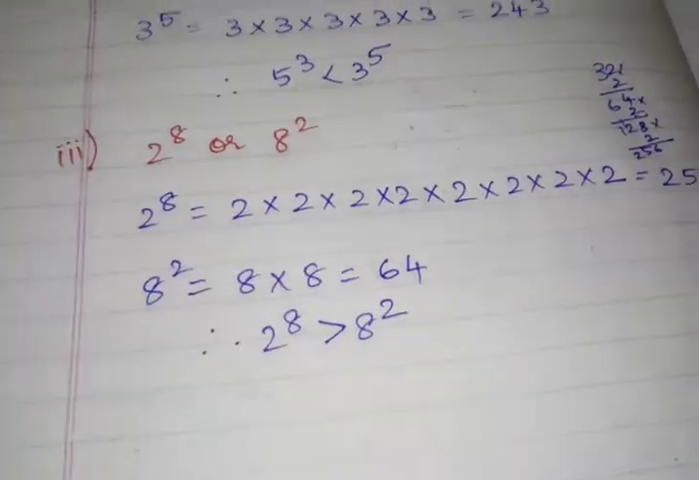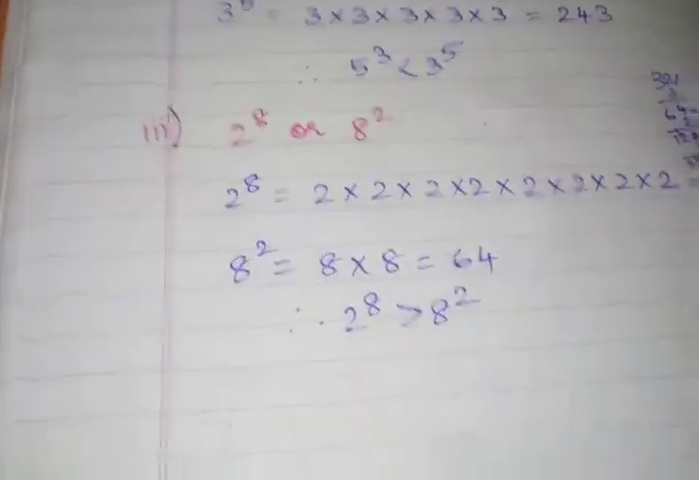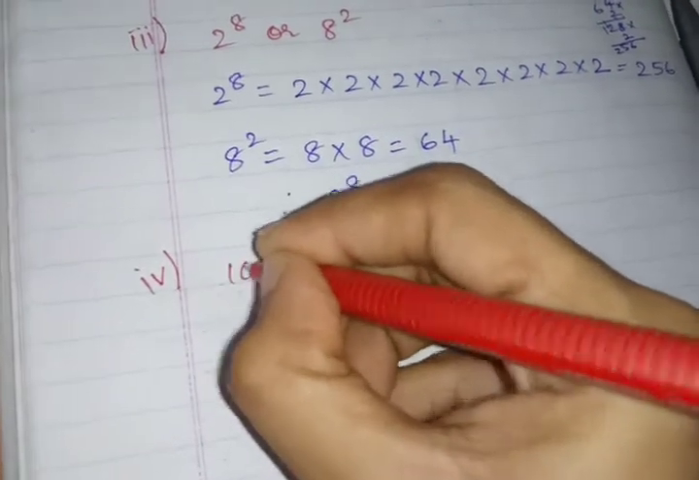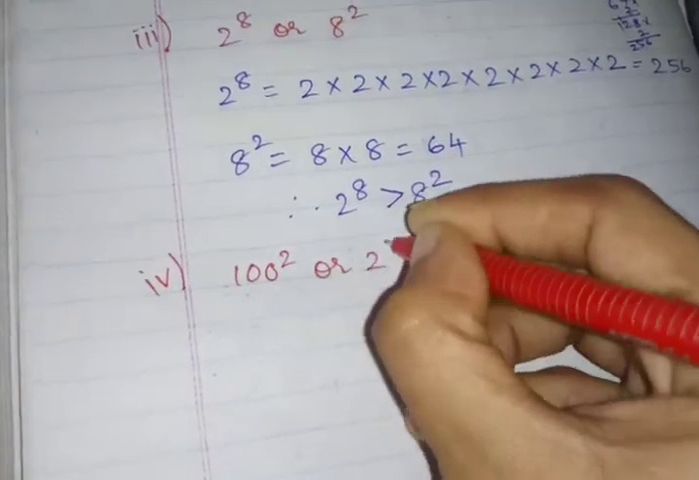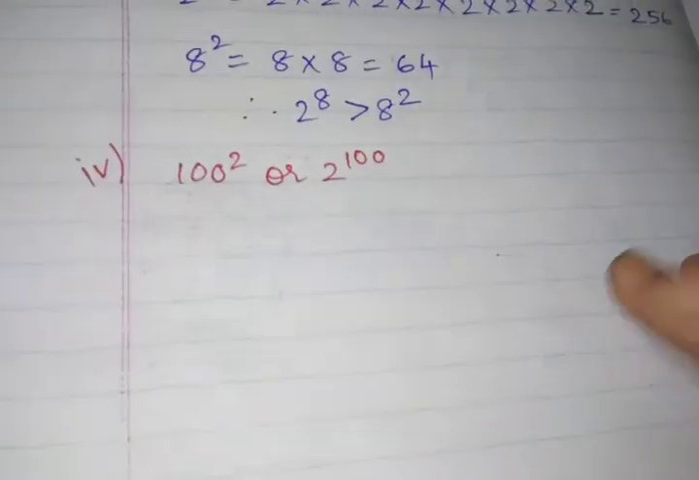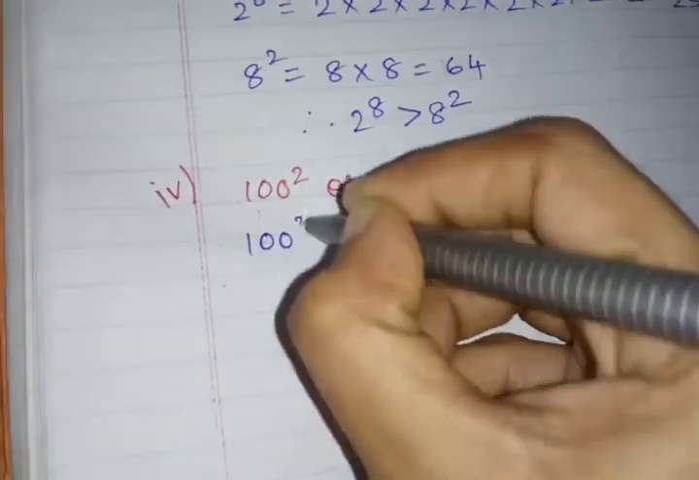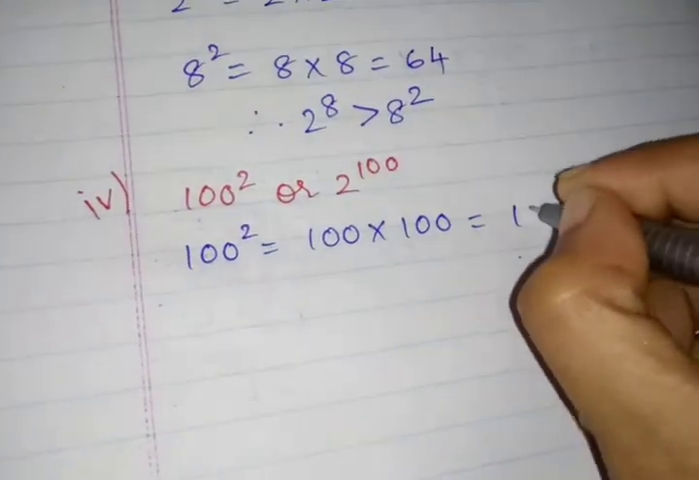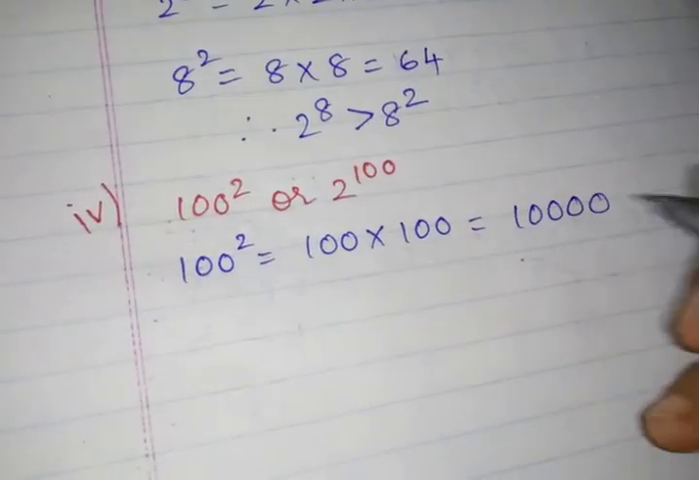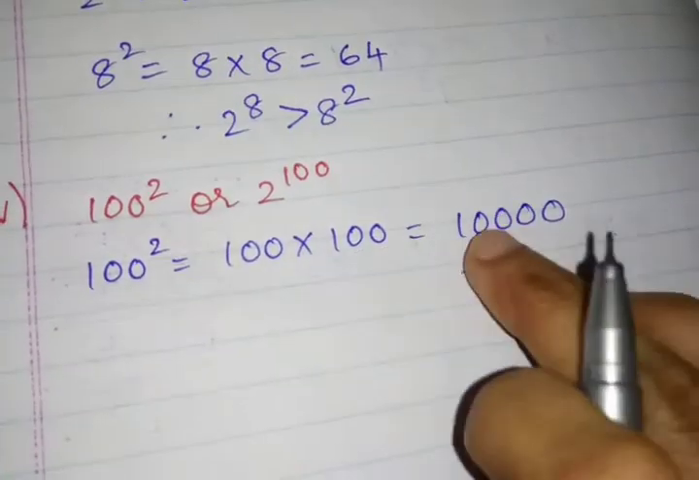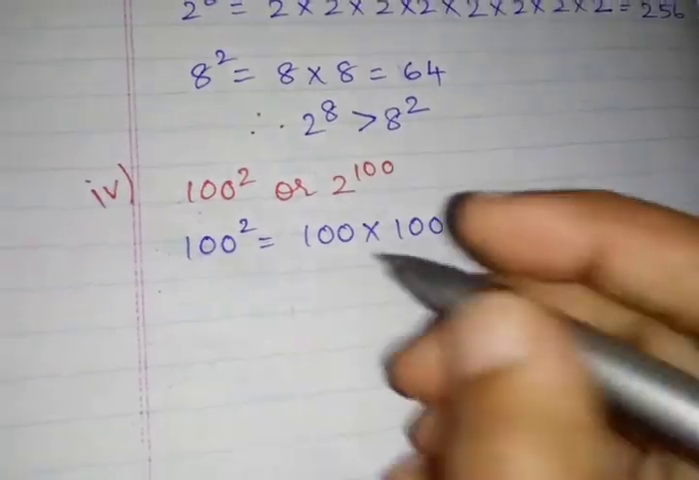Okay. Next, what is your next problem? Next is your fourth problem: 100 square or 2 power 100. How will you write this 100 square? 100 into 100. 4 zeros will come. 100 square means 1, then 4 zeros. So the answer is 10,000.